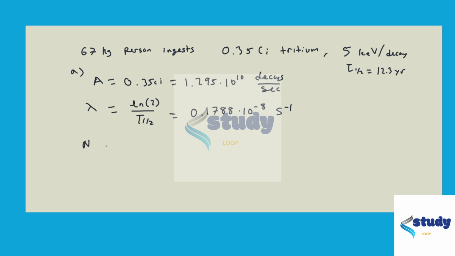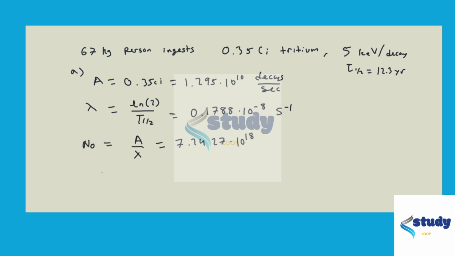So, the total number of tritium atoms that we start with is given by A, the activity, over lambda, the decay constant, and this works out to be 7.2427 times 10 to the 18. So this is the number of tritiums that we have.